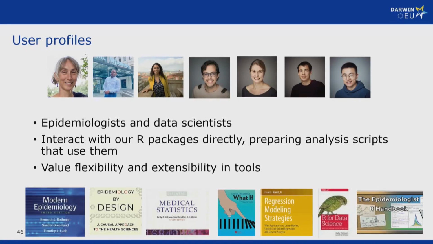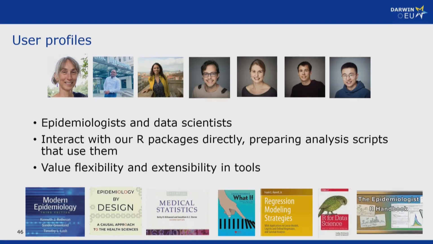It's really based on that user involvement and the feedback from those people trying to use what we've made and us trying to improve it. That's what allowed us to have the things that we've been showing downstairs and now. And these users in Darwin are quite a specific group of people. They're generally epidemiologists and data scientists. They're interacting with the R packages we've made to prepare analysis scripts, such as to do incidence and prevalence. And in general, they seem to value flexibility and extensibility in tools.